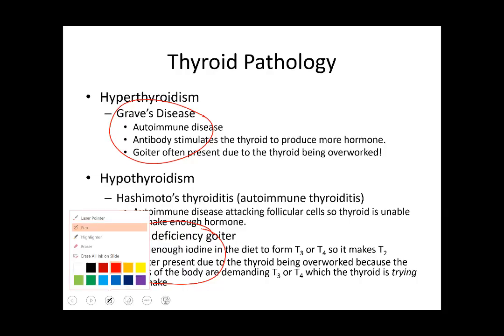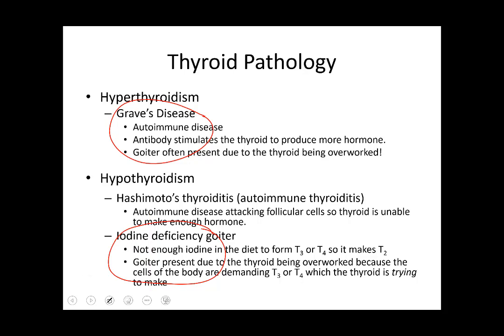Hypothyroidism, where we have a Hashimoto's situation, where we're attacking follicular cells, so you're not making enough. So both Graves' disease and Hashimoto's are autoimmune. One's just making too much, and this one's not making enough. So then it'll be supplemented with that.